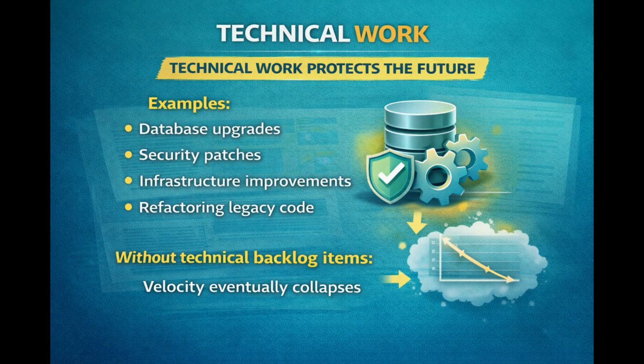Technical work. Technical work protects the future. These are items users may never see directly. Examples include database upgrades, security improvements, infrastructure changes, refactoring legacy code. If teams ignore technical backlog items, velocity eventually collapses. Technical debt is silent, but it compounds.